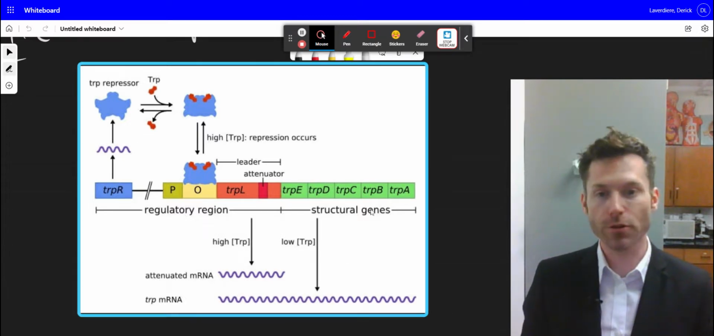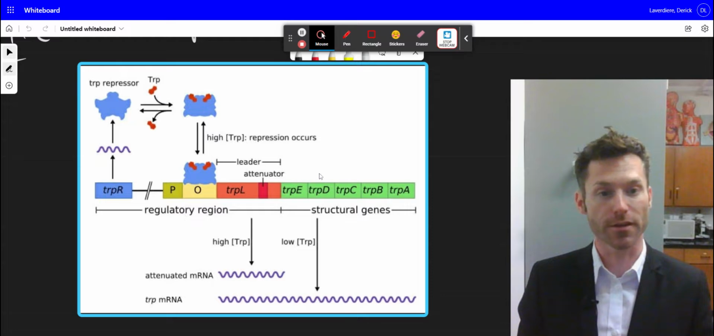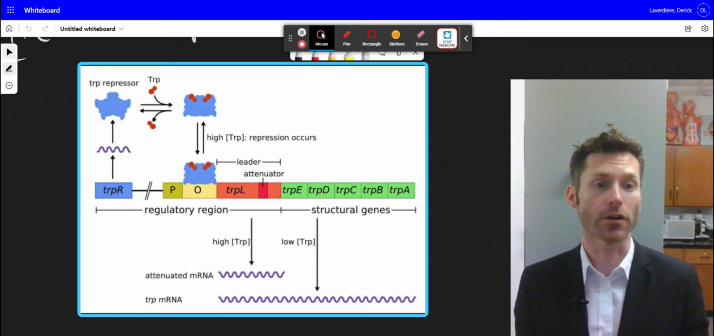The actual genes that need to be expressed are these structural genes here. And in an operon, they're all going to have a related function.